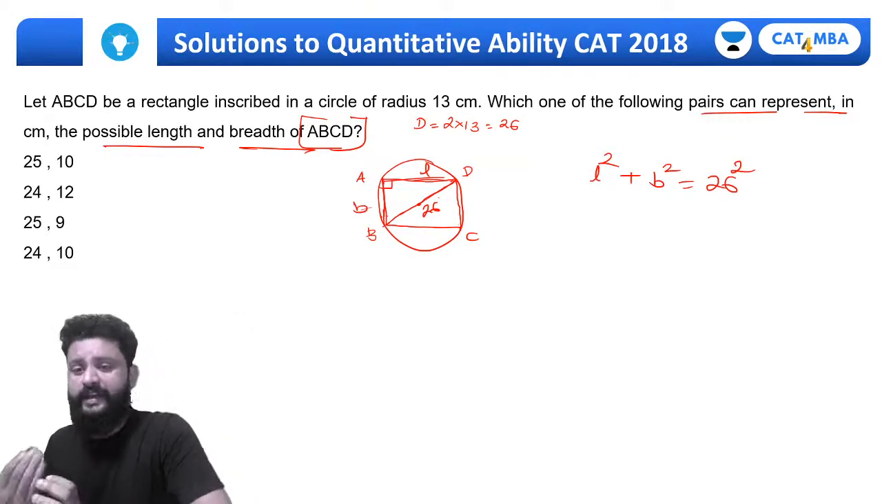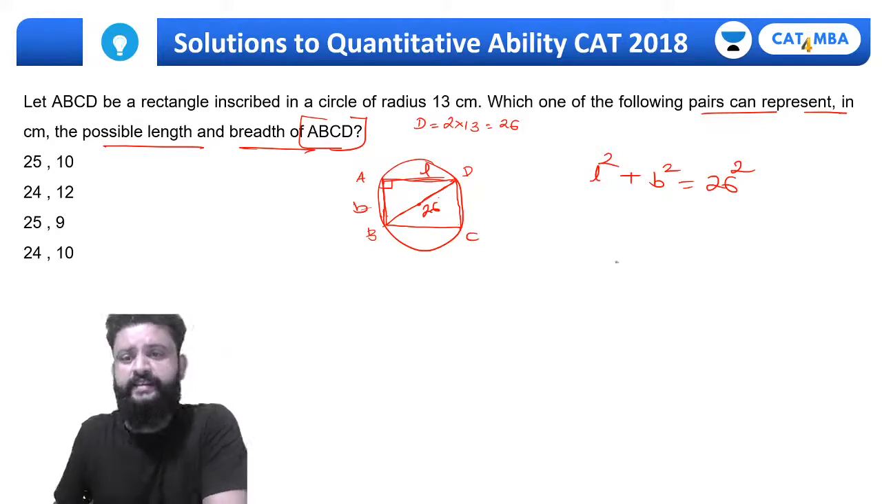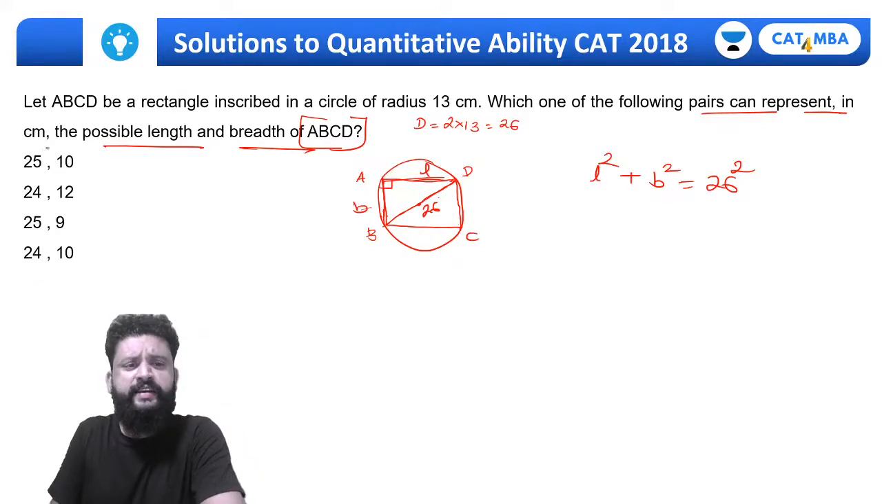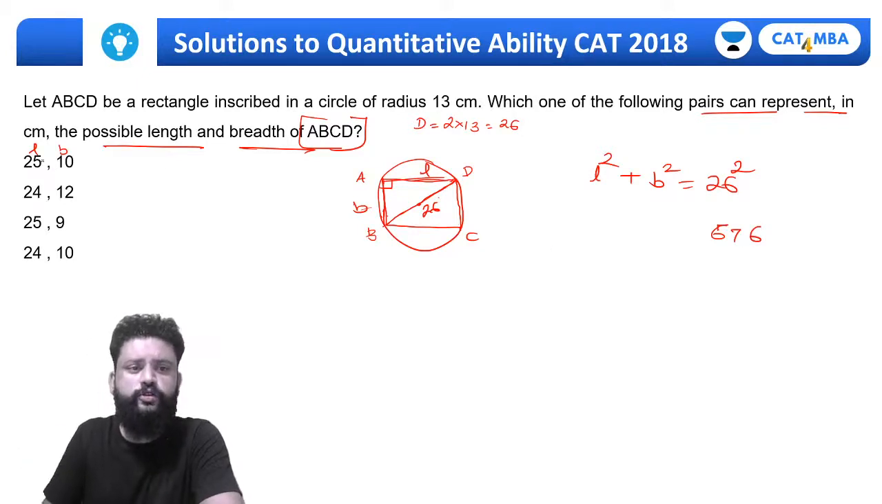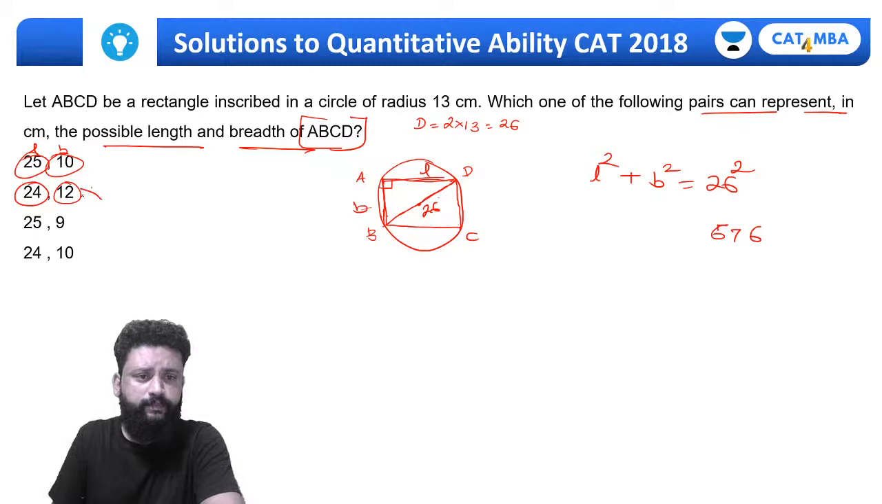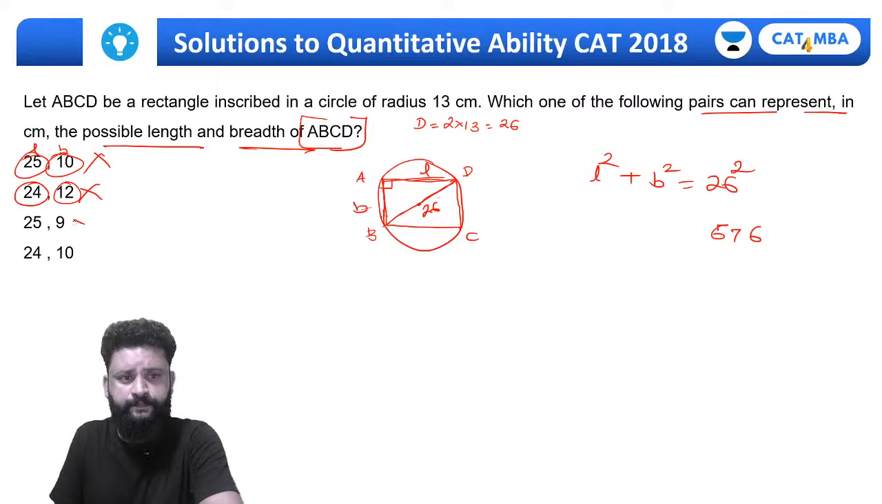So if you can think of the Pythagorean triplet, then definitely you will know what values will come, or if you don't know, you can try this. This is length, this is breadth. 26 square, guys, 26 square is 676. So even if you go by trial and error using the answer options, that's what you can do. 625 and 100 will not give 725. 24 square is 576. 12 square will be too much. These are not possible. 25 and 9 is again not possible. But definitely this is 576 plus 100, which comes out to be 676.